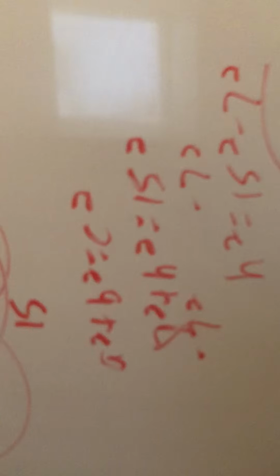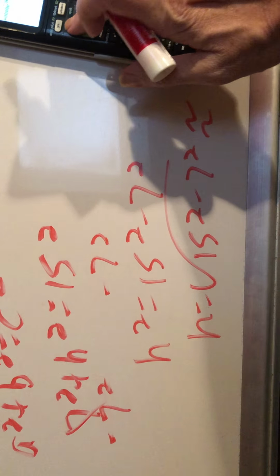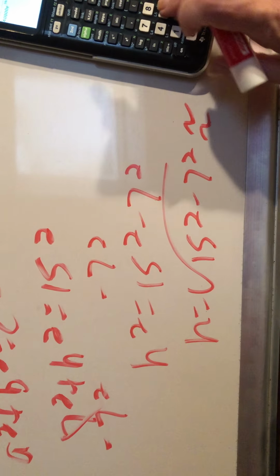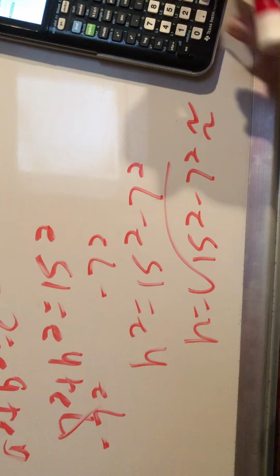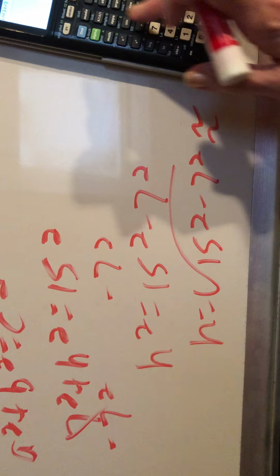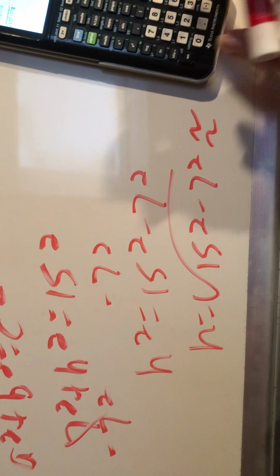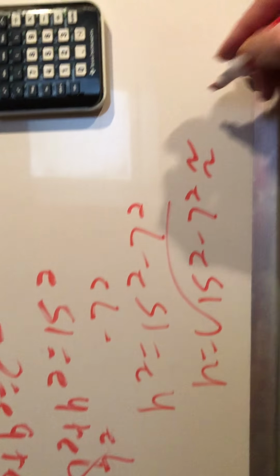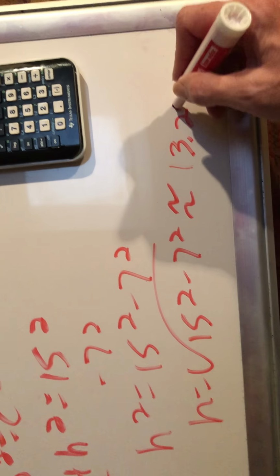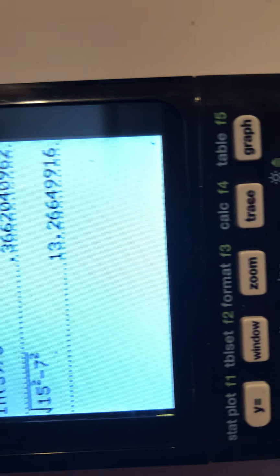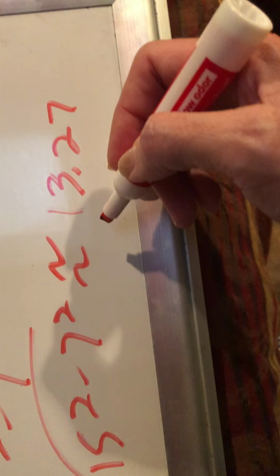So let me see what that is. Let me get my calculator. So I would just do the square root of 15 squared minus 7 squared. And get about 13.27, because it came out to be 13.27. So 13.27, that's my height.